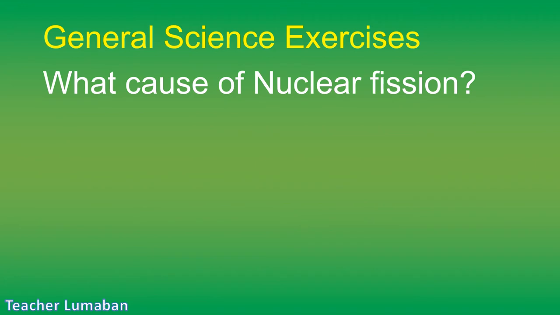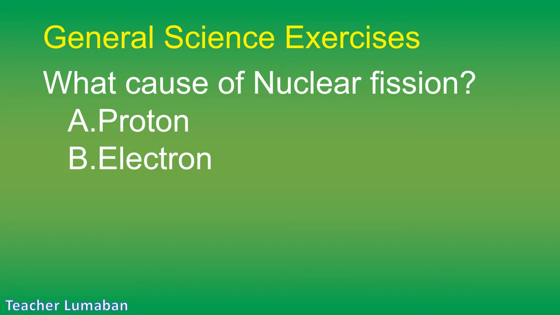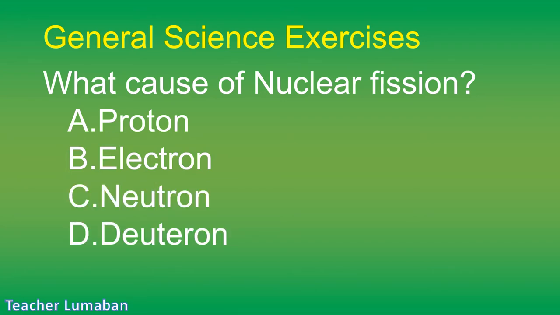What is the cause of nuclear fission? Letter A, proton. Letter B, electron. Letter C, neutron. Letter D, deuteron. Choose the suitable answer to the following choices in 5 seconds. 5. 4. 3. 2. 1.